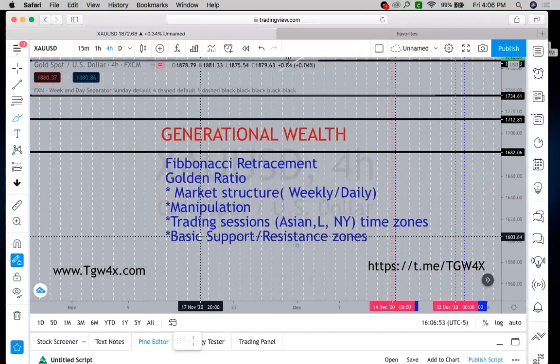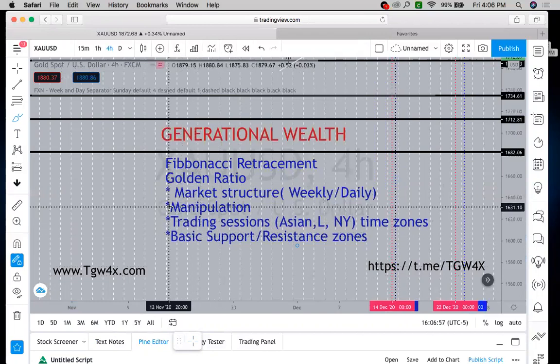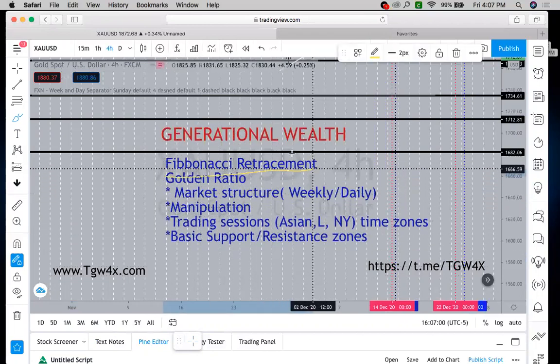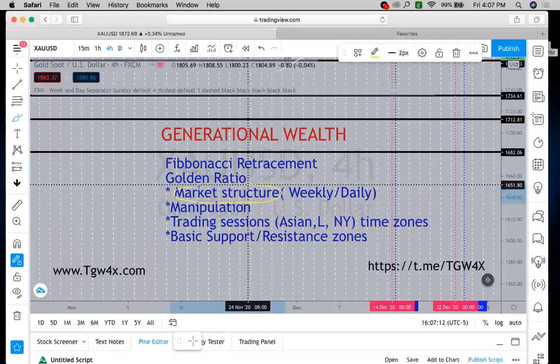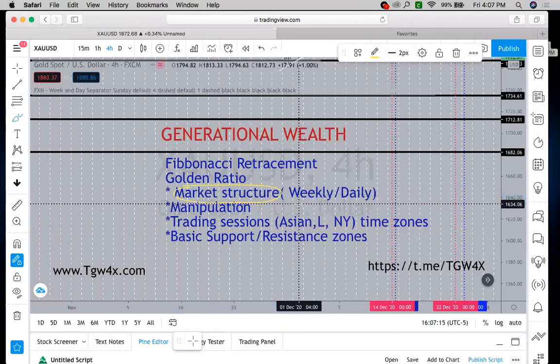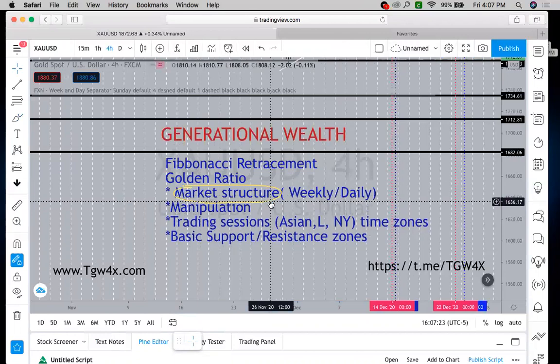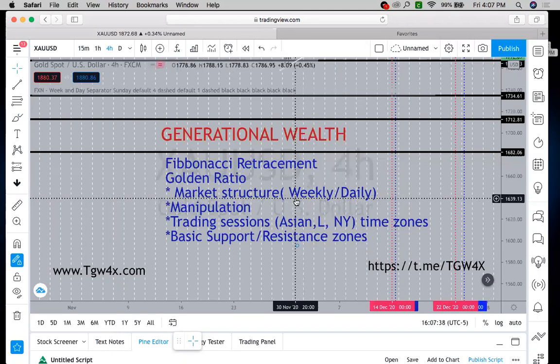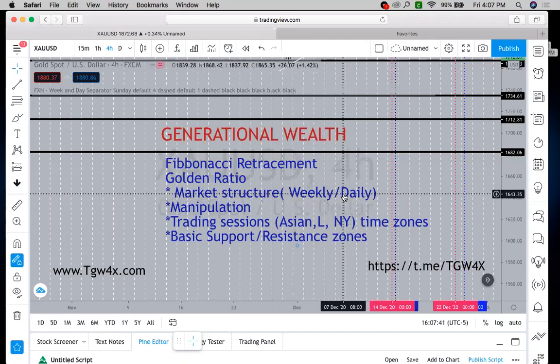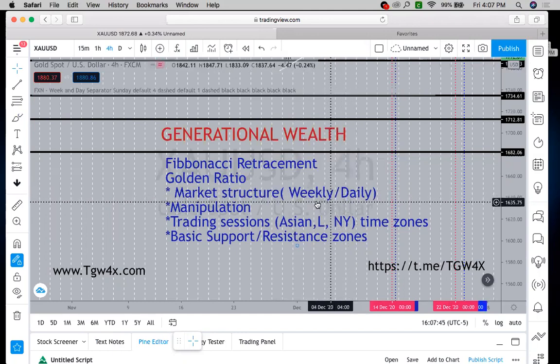So what do you need in order to understand this strategy, this Fibonacci retracement? First, you need to understand market structure. So we know the market structure consists of the weekly and the daily structure, right? Now the weekly and the daily structure, of course, revolves around Sunday, Monday, Tuesday, the trend reversal, Wednesday, Thursday, Friday. And the daily, of course, revolving around the trading sessions and time zones, which is also on here.